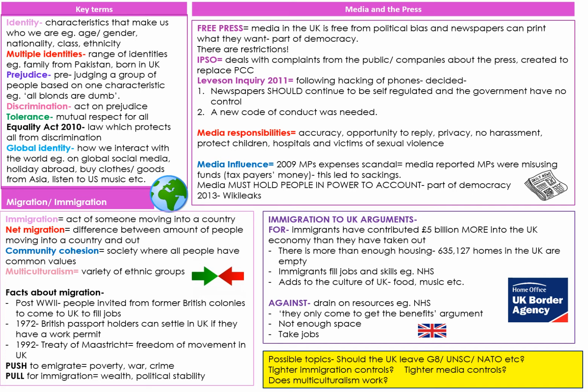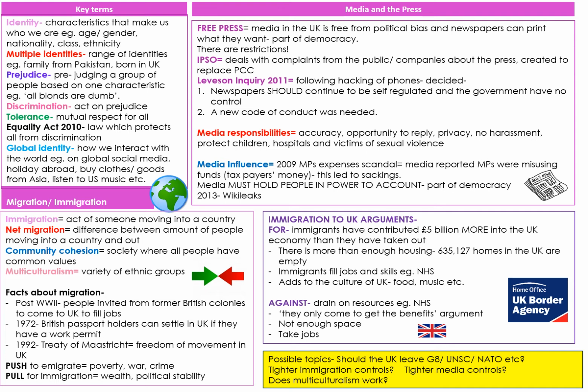So we know when it comes to migration post World War II, the UK government asked people from British colonies to come and work in the UK. So lots of people from the West Indies particularly came to fill jobs. We then had in 1972 British passport holders can settle in the UK if they've got a work permit, and under the 1992 Maastricht Treaty was freedom of movement in the UK.